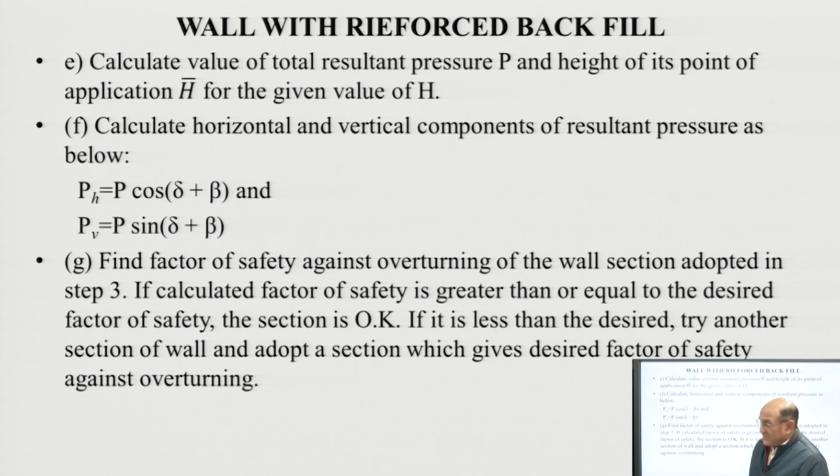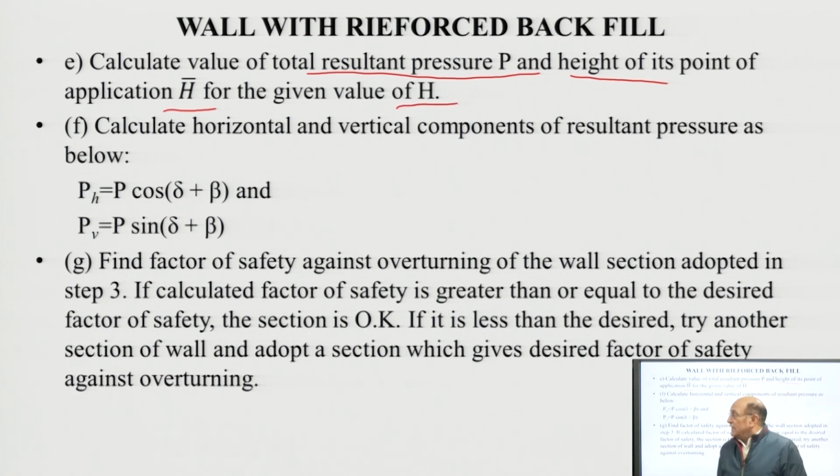The next will be E. Now calculate the value of total resultant pressure P and height of its point of application H bar for a given value of H. The next will be calculation of horizontal and vertical component of resultant pressure as PH will be equal to P cos (delta plus beta) and PV will be equal to P sin (delta plus beta).